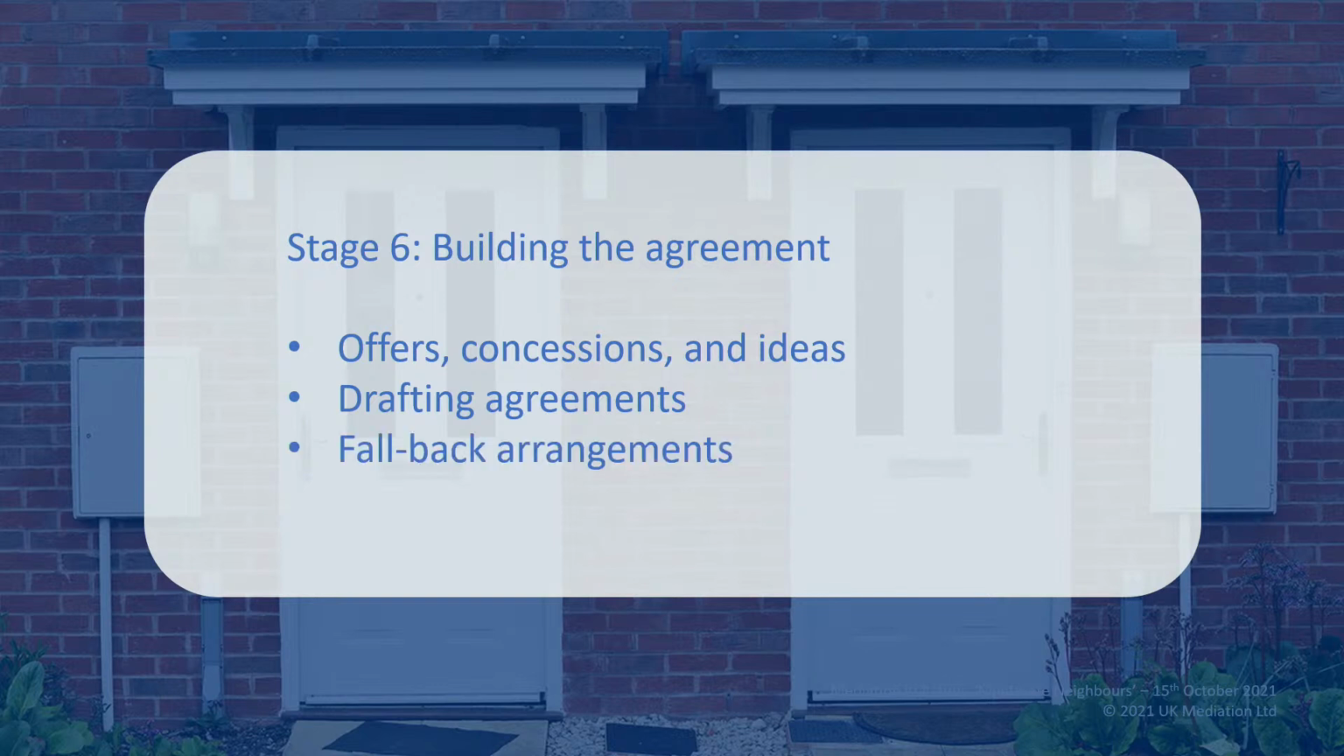And just in case things go wrong, if the wheel comes off again, we have a fallback arrangement. So we would write into that agreement what you are going to do if things go wrong between you again, and think about that as a safety net.